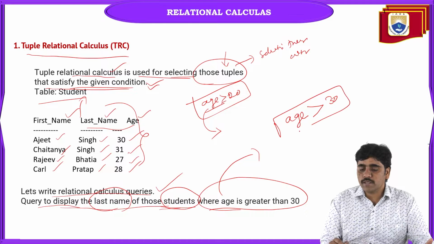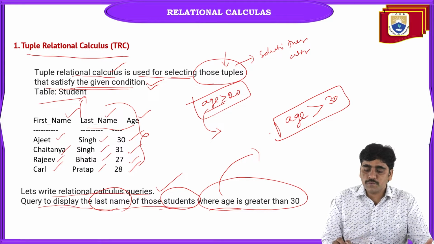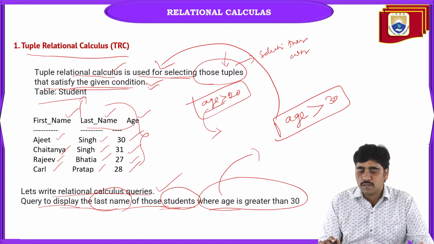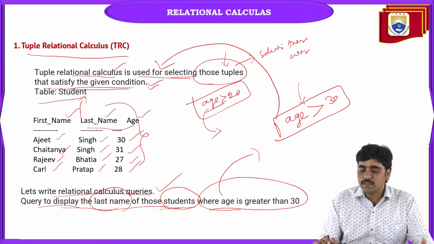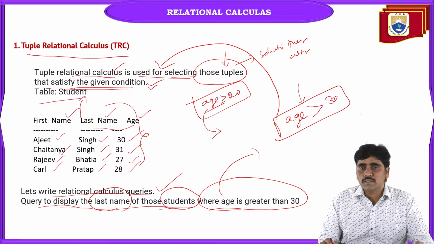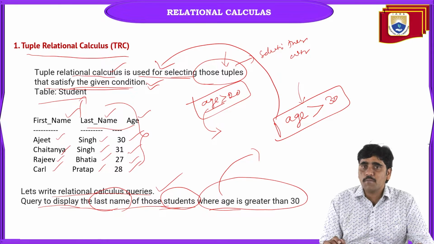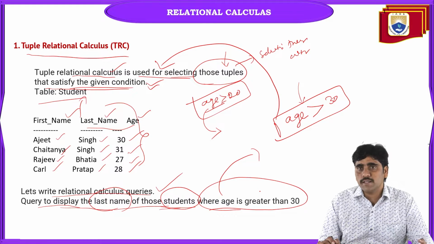Based on this condition, as we mentioned in this definition, tuple relational calculus is used for selecting those tuples that satisfy the given condition. So what condition are we giving here? Age greater than 30. And what do we need to display? The last name of the students. So now write the query: display the last name of those students where age is greater than 30.